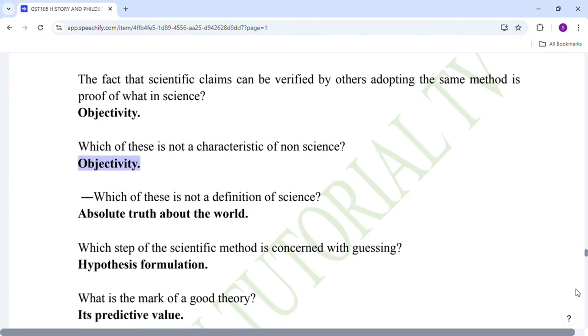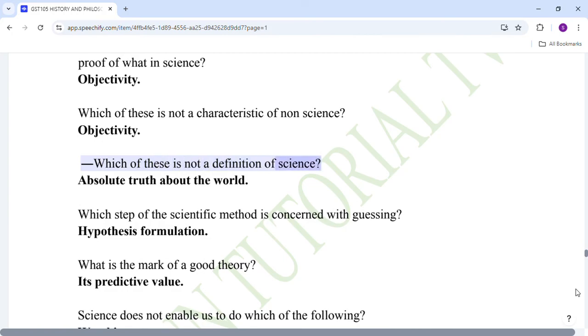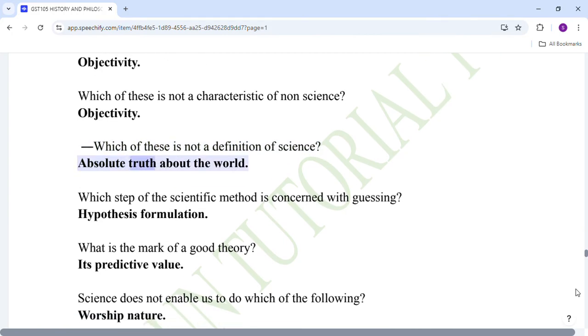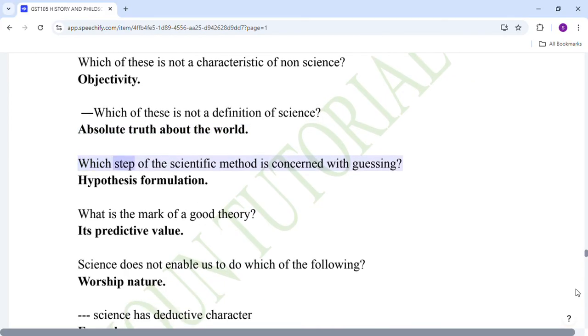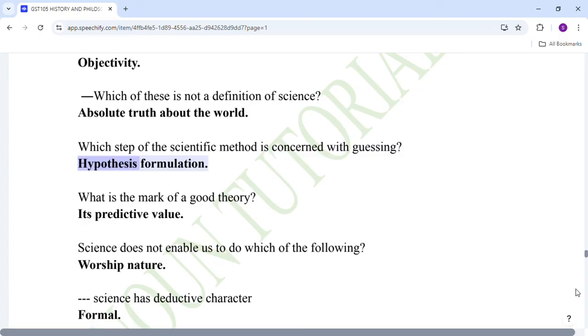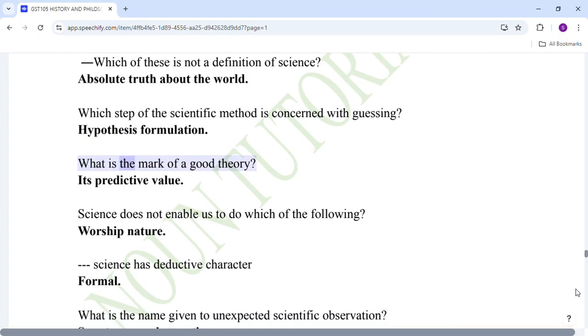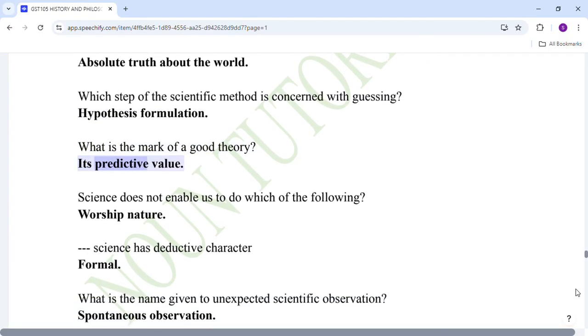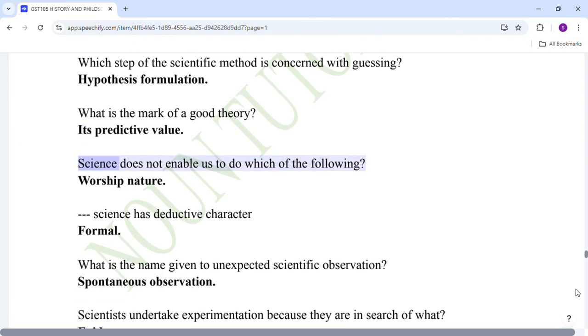Which of these is not a definition of science? Absolute truth about the world. Which step of the scientific method is concerned with guessing? Hypothesis formulation. What is the mark of a good theory? Its predictive value. Science does not enable us to do which of the following? Worship nature.